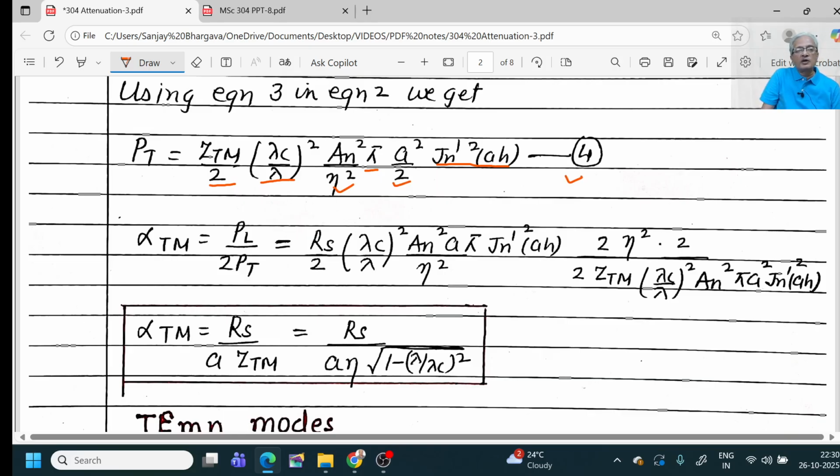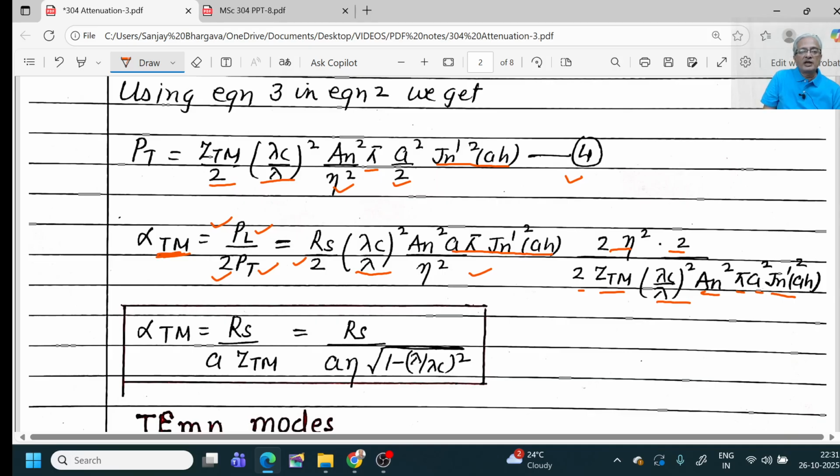Now if I need to calculate the attenuation constant, it must be equal to the ratio of PL upon twice PT. We are calculating for the TM modes. So this would be equal to Rs/2 (λc/λ)² An² a π Jn'²(ha) upon η², and this would be equal to twice η² into 2 upon 2 ZTM (λc/λ)² An² π a² Jn'²(ha)². So you need to substitute PL and PT in this equation and simplify.